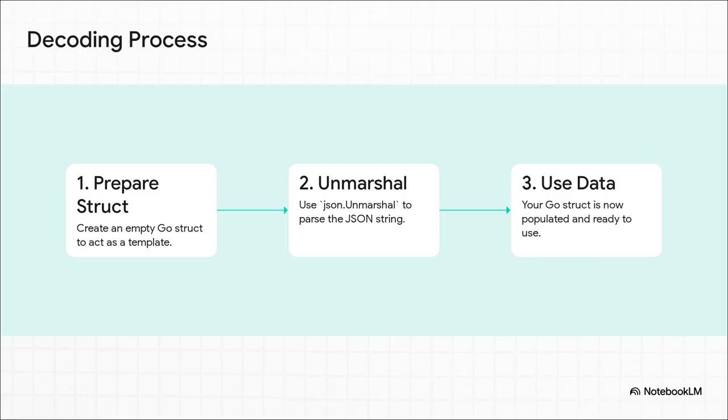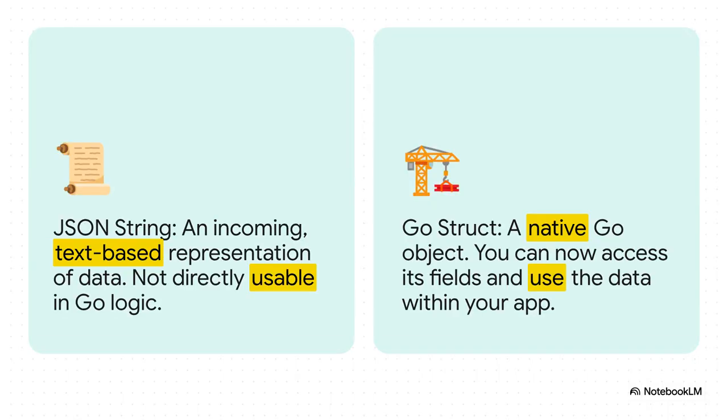You start by creating an empty Go struct. Think of it like a template for the data you're expecting. Then you use json.Unmarshal. This function takes that raw JSON and populates your struct with the data. It's the key to handling pretty much any JSON you'll ever come across. So there you have it. We've gone from a simple text string, which isn't very useful for writing logic, all the way back to a native Go struct. After json.Unmarshal does its thing, we can access the fields directly, like user.name or user.email. The data is now alive, it's active, it's usable right inside our application. The round trip is officially complete.